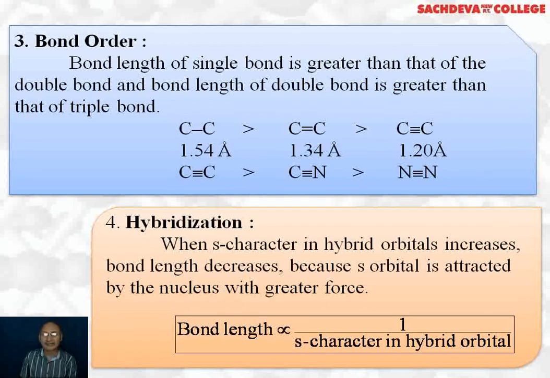So when the S character in hybridized orbital increases, bond length decreases, because S orbital is attracted towards the nucleus with a greater force of attraction. Reason being that it is closer to the nucleus as compared to P orbital. So bond length is inversely proportional to the S character in hybrid orbital or hybridized orbital.